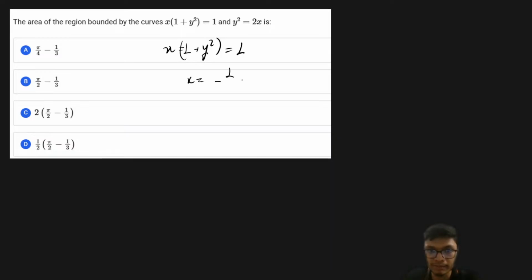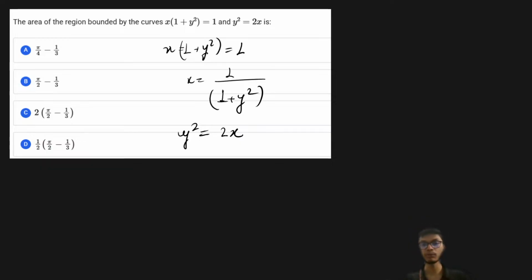So therefore I can plot x is equal to 1 upon 1 plus y square. And similarly the next part is given as y square is equal to 2x, right? So let us try to find out how we can plot the function. Now this particular curve is very, very simple to plot. I hope you know how to plot this curve, right?